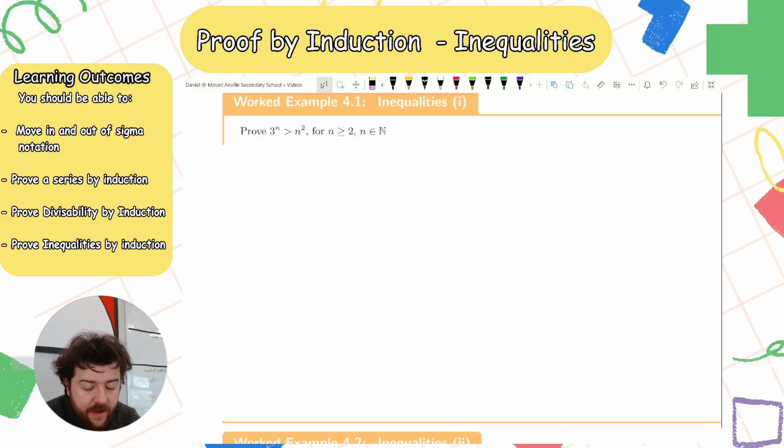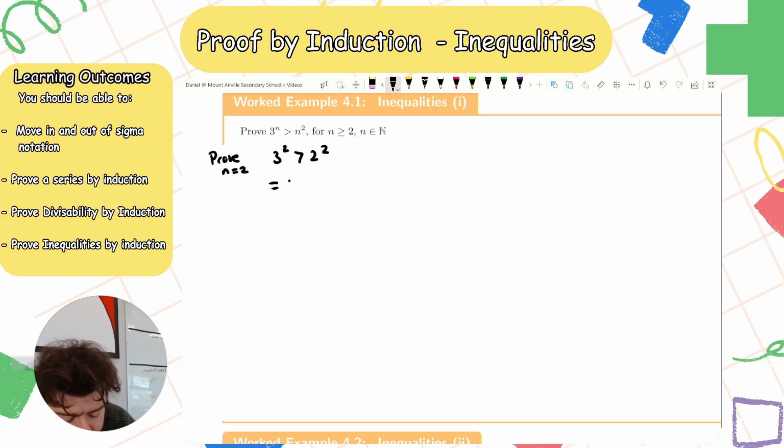So prove 3 to the n is greater than n squared for n greater than or equal to 2. So prove for the smallest value of n. So prove for n equals 2. That's the smallest value of n here. So 3 squared is greater than 2 squared, which is 9 is greater than 4. True.